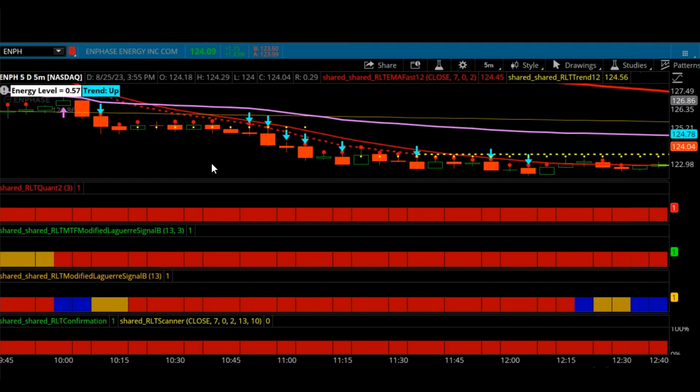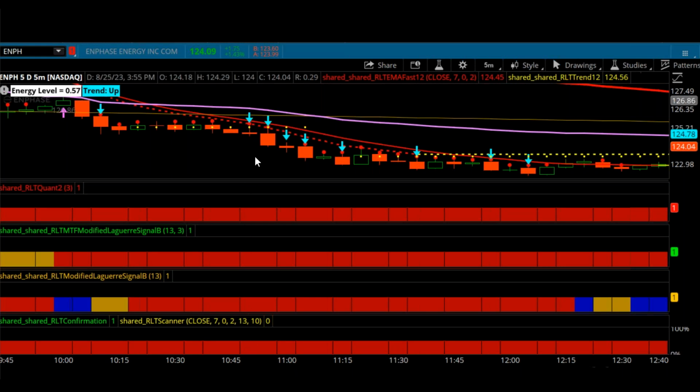This is ENPH. This is a bearish trade. Now, it's pretty easy to see here. Again, this is a 5-minute chart. So we're looking to take ENPH short. You see it's compressing here. This is like 10:15, 10:30. It's compressing here. You see we get a pop out of the box signal right here to the downside as it's coming off the 15 EMA, and everything's red.